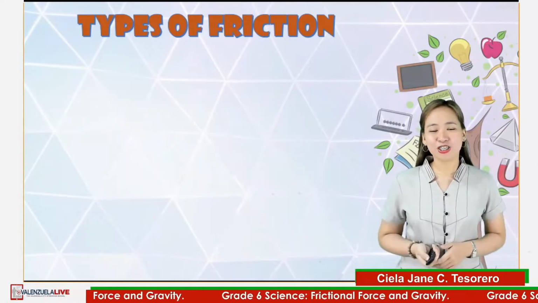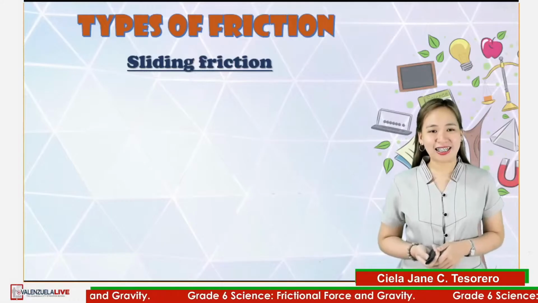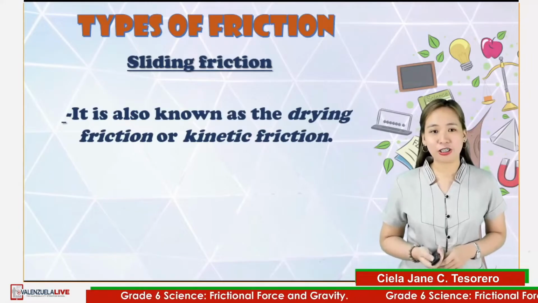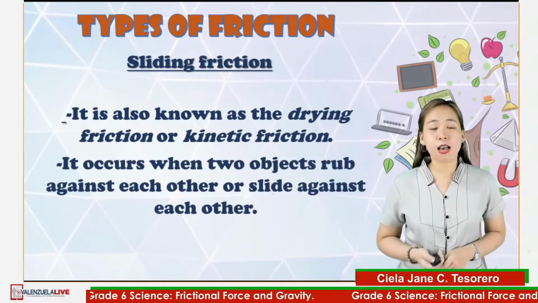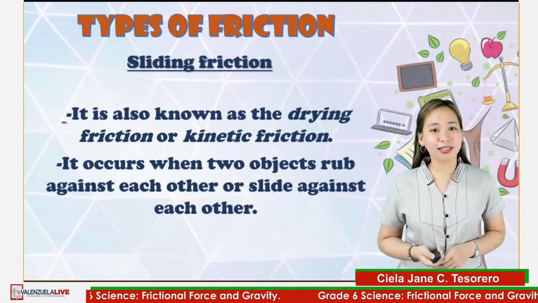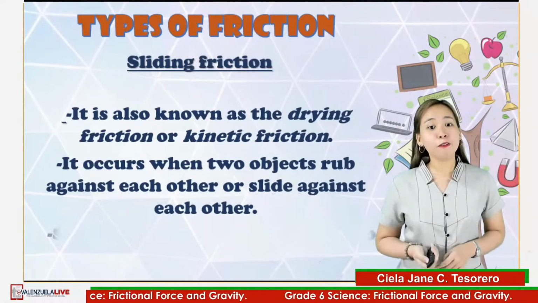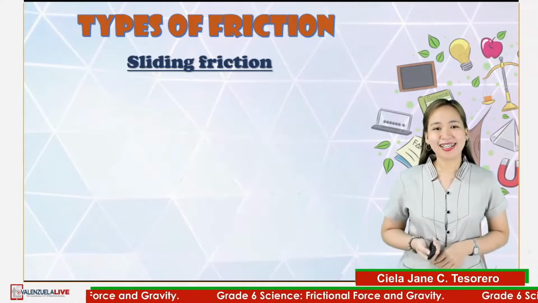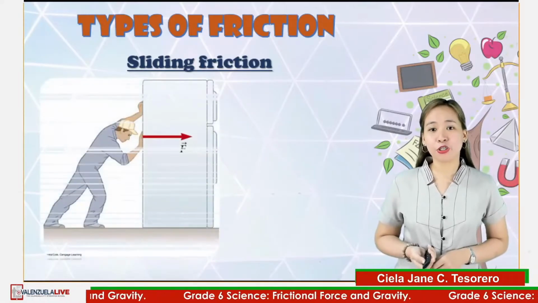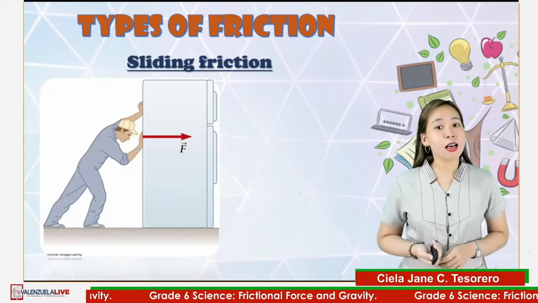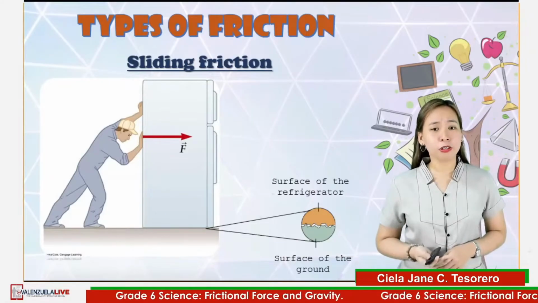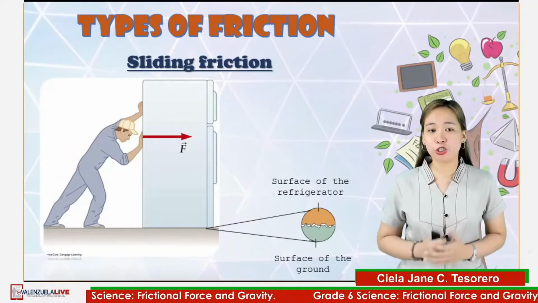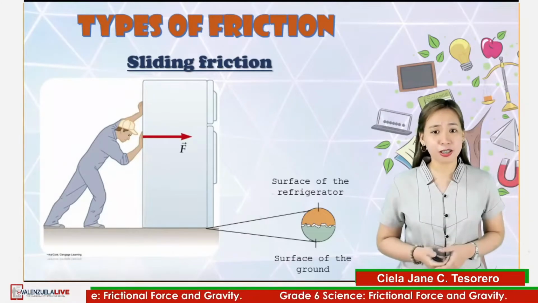Next type of friction is the sliding friction. It is also known as the dry friction or kinetic friction. It occurs when two objects rub against each other or slide against each other. Sliding friction is intended to stop an object from moving. So one example is a refrigerator pushed along the floor. The foot of the refrigerator rubs against the floor. More force is needed to push a refrigerator, especially when friction is greater.